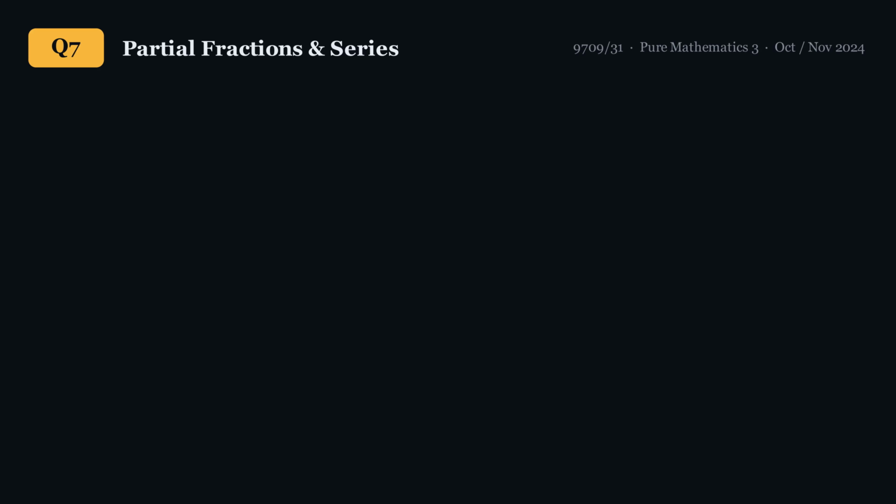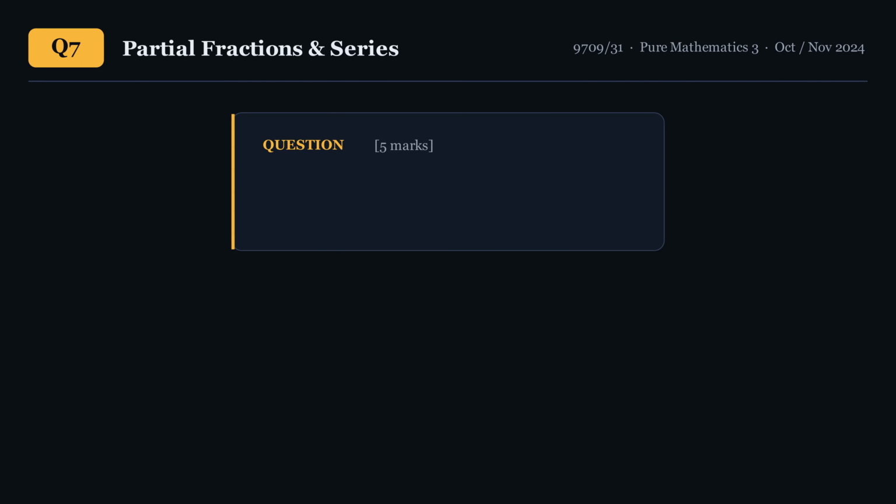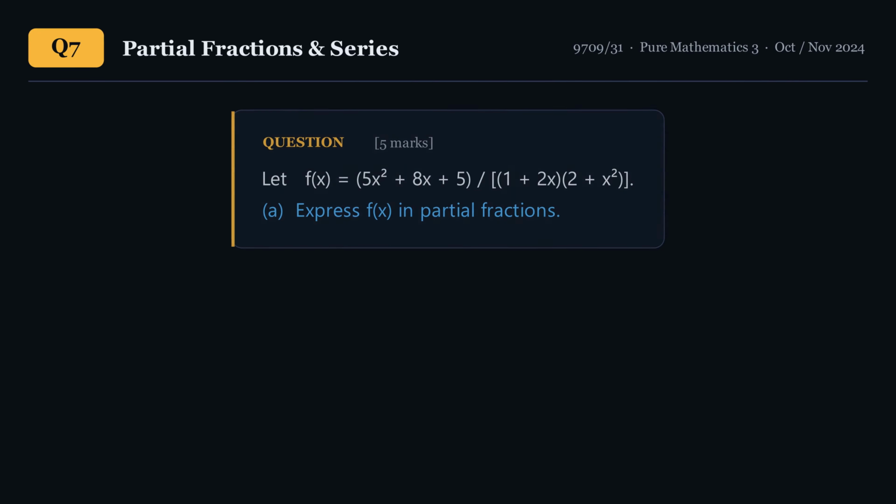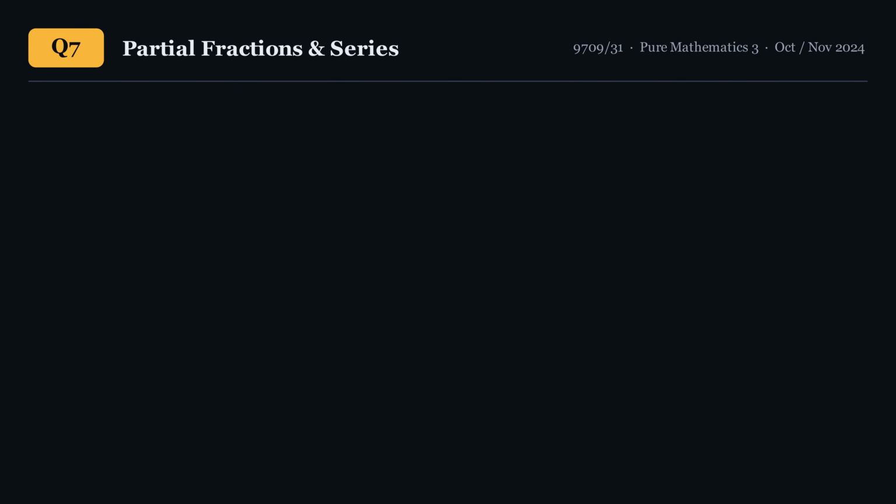Question 7. Partial fractions and series. Let f of x equal 5x squared plus 8x plus 5, over 1 plus 2x times 2 plus x squared. Part A. Express f of x in partial fractions. Now let's work through the solution step by step. Express in partial fractions.